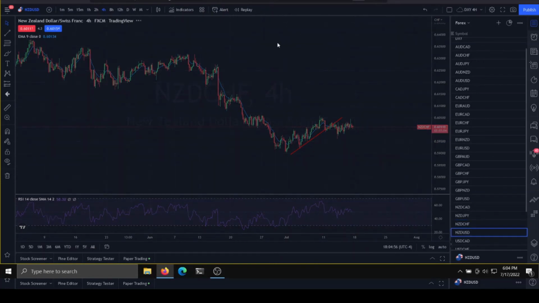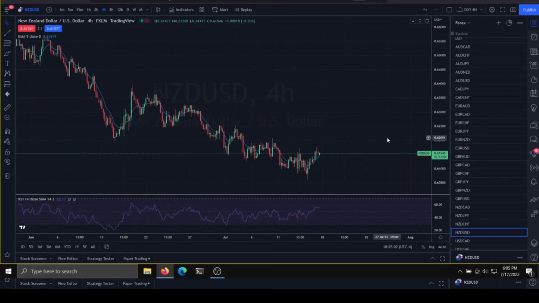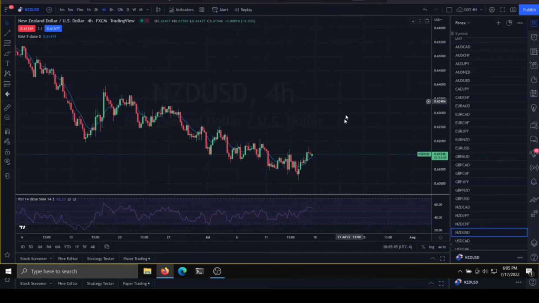NZD USD. Same as the Aussie. Same as the other dollar pairs. Possible move up here if it breaks this top, or breaks this structure level right here. Look for a new low on this wave right here.